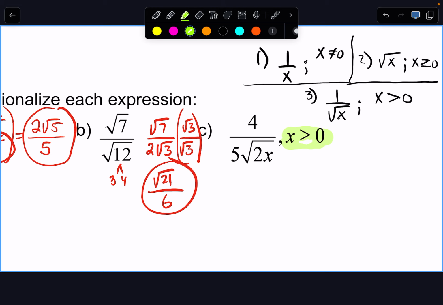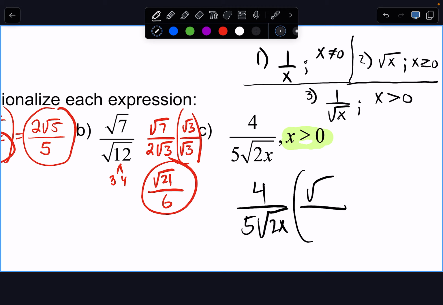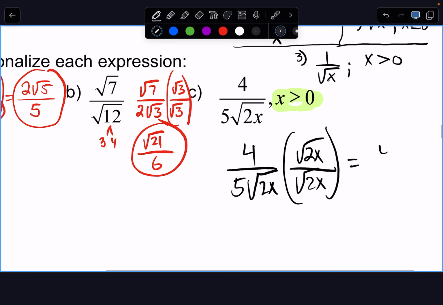So, guys, how many 2x's do I have down here in the denominator? How many do I need to get a perfect square? 2. So I need 1 more. So, brothers, don't overthink this. This is 4 square root of 2x over 10x. And then I reduce.